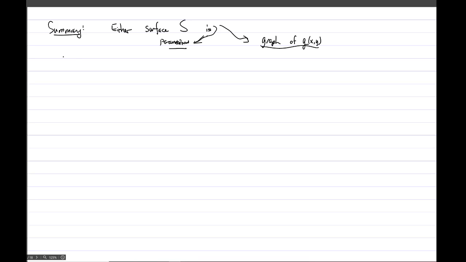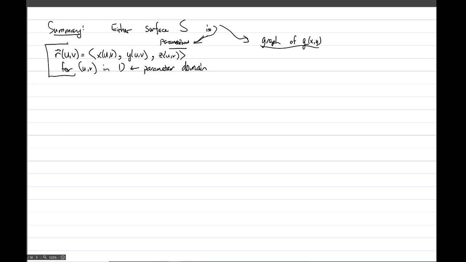If we write out the parameterization as r of u comma v, in the form of a vector function, the first formula is x of u comma v, then the second formula y of u comma v, and the third formula z of u comma v, for the points u comma v in D, where D is the parameter domain. That's how the surface itself is described.